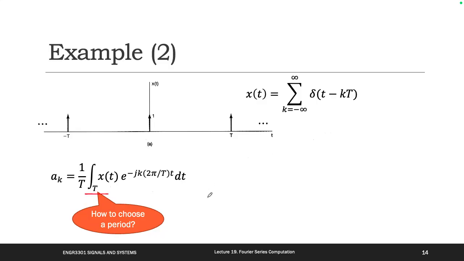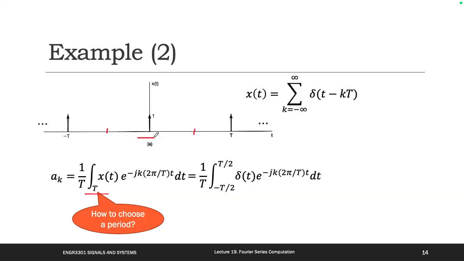Yeah, that's an option. But you can see if you choose 0 to T, you need to integrate over those two values, am I right? But if you choose the interval from negative T over 2 to T over 2, you just need to focus on this one value. That makes sense to you? So that's the reason why you need to choose the period carefully. If you choose 0 to T, yeah, it works, but your signal will have the other part added, and you will make your computation complicated. That makes sense to you?